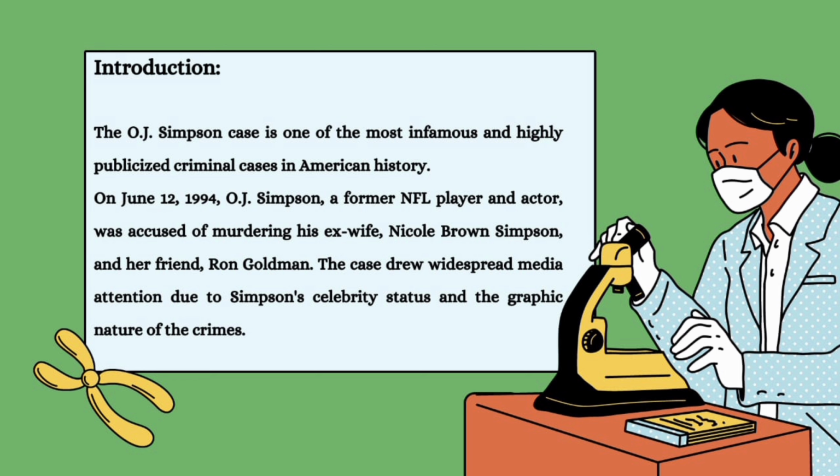First, let's start with the introduction of the case. The O.J. Simpson case is one of the most infamous and highly publicized criminal cases in American history. On June 12, 1994, O.J. Simpson, a former NFL player and an actor, was accused of murdering his ex-wife, Nicole Brown Simpson, and her friend, Ronald Goldman. The case drew widespread media attention due to Simpson's celebrity status and the graphic nature of the crime.